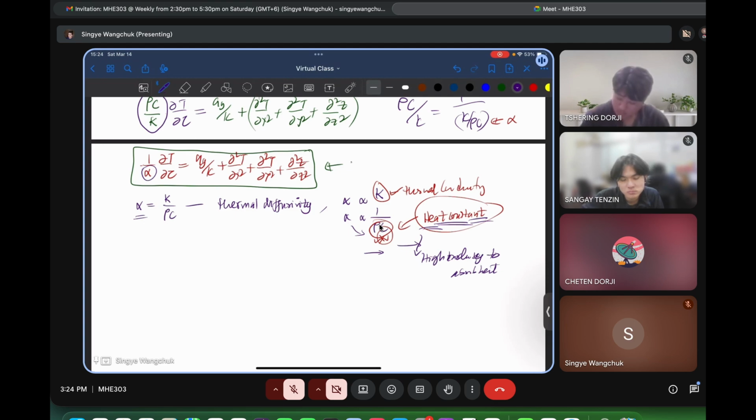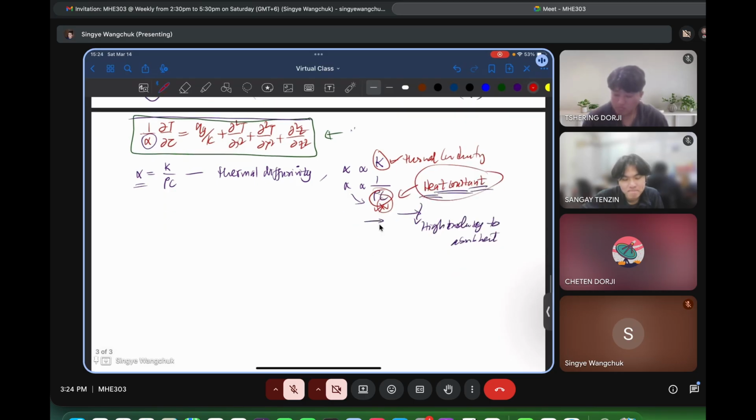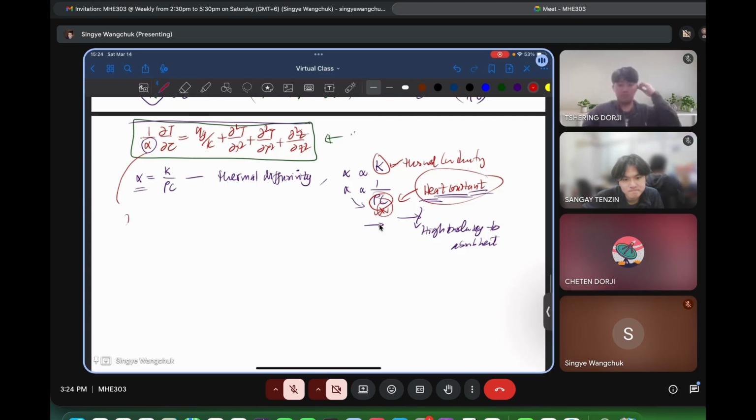This equation is a very big one, you can box it, and this is the equation in Cartesian coordinates. Looking at this side, which is ∂T/∂τ, what is this actually? This is actually the temperature change with respect to change in time.